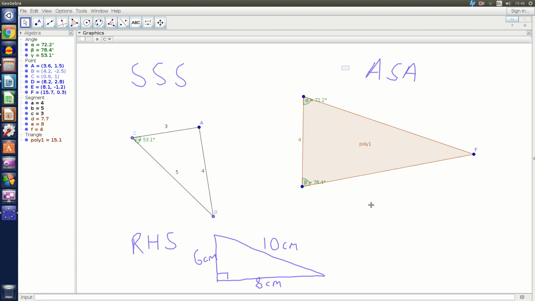So if I could now just draw another triangle, and this diagram's not going to be to scale, and I'm going to have 78.4 here, just like that one has, and I'm going to have 72.2 there, and I'm going to have my 4 centimetres if you like, over here. These two triangles here would not be congruent because the side is not corresponding. It must be a corresponding side.